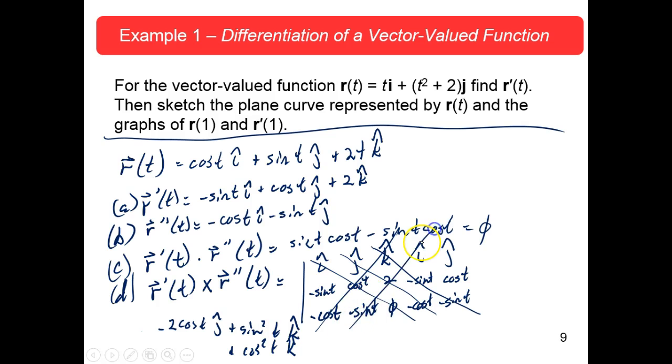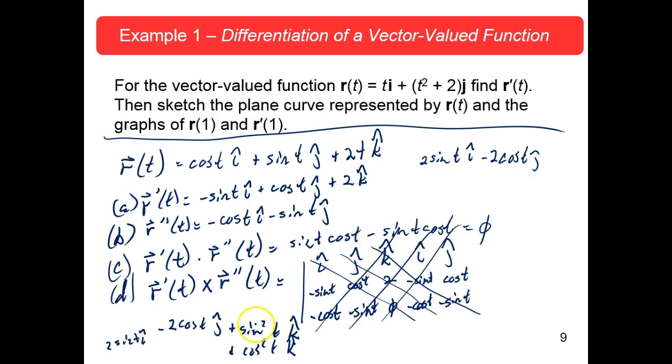The next up diagonal is going to be a minus, which is plus 2 sine t i. So I'm going to put it here, 2 sine t i. And then the third up diagonal is going to be 0, because of that 0 at the bottom. So you add those together, and you get 2 sine t i minus 2 cosine t j.